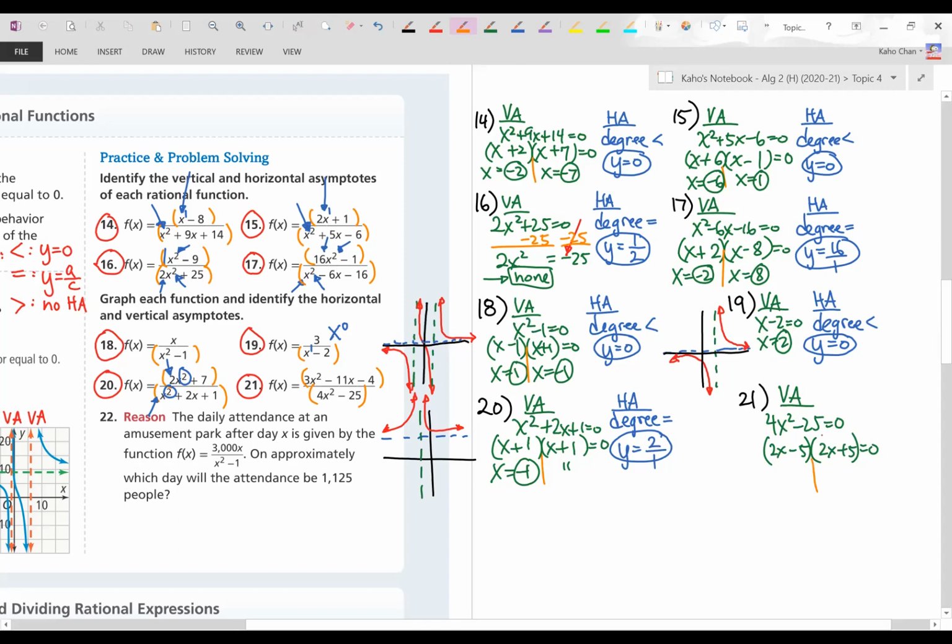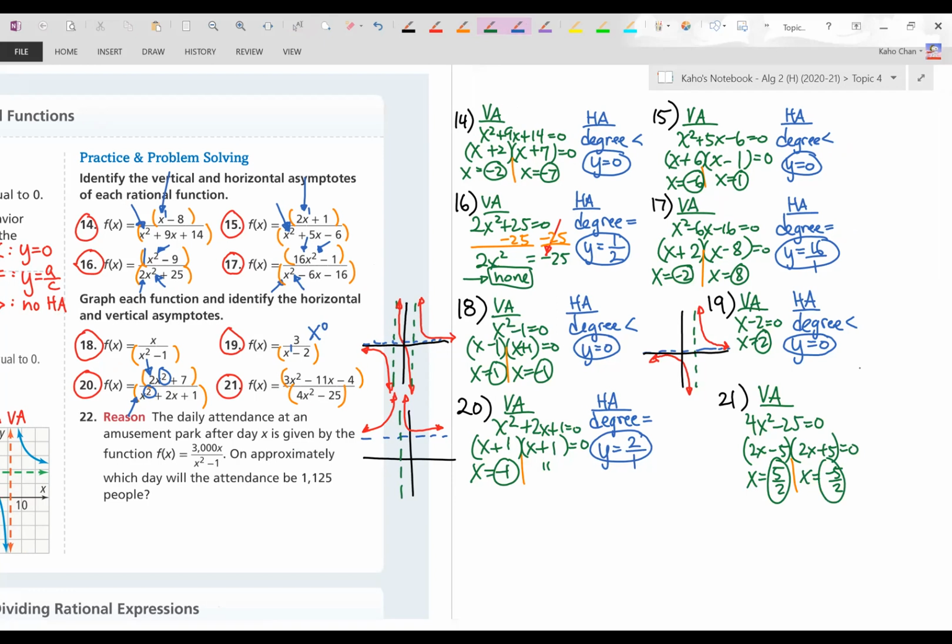Solve that individually. X equals to add 5 divided by 2. And over here, subtract 5 divided by 2. I have 2 vertical asymptotes. One's at 2.5 and the other one's at -2.5. My vertical asymptotes are next. I'm sorry, horizontal asymptotes. Misspoke there.